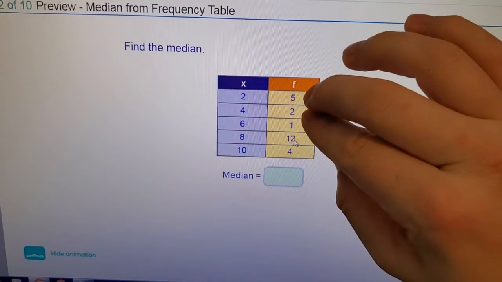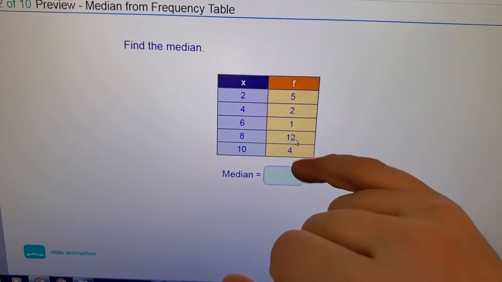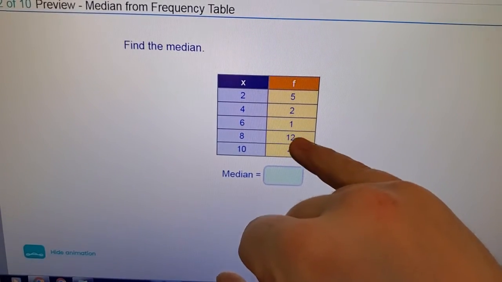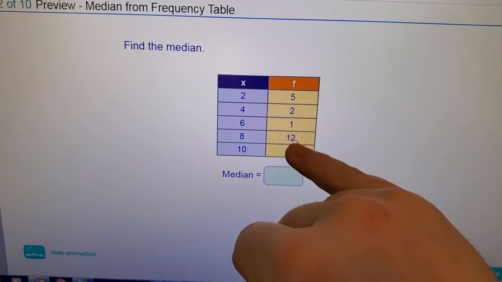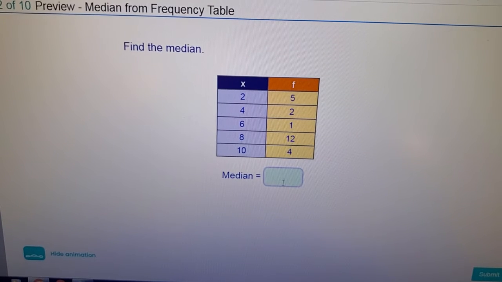Basically, you add up the sets of numbers until you get to a point where you see the one it's going to be in that amount. Because 16 here is bigger than 8, I know that it's going to be one of these 8s that's the middle number. So the median would be 8 because that 12 is a pretty large value.